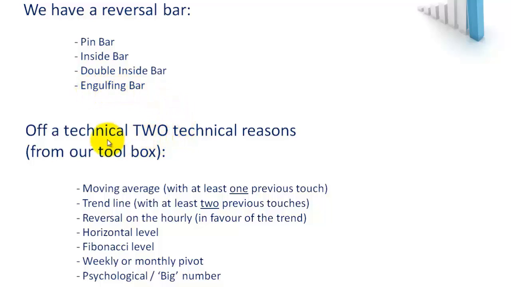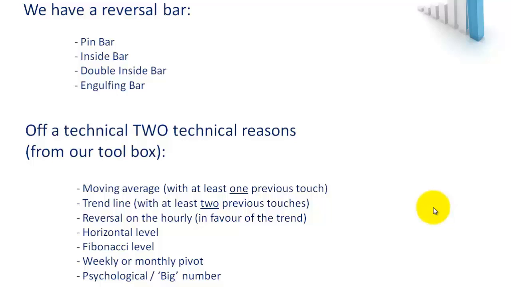Okay, we might be in an upward trend or a downward trend, but we want at least 2 technical reasons from our toolbox to justify the trade. This could be a moving average, could be the 20, 50, 100 or 200 with at least 1 previous touch. It could be a trendline bounce with at least 2 previous touches. In support of it, it might also have a reversal on the hourly time frame in favor of the trend.